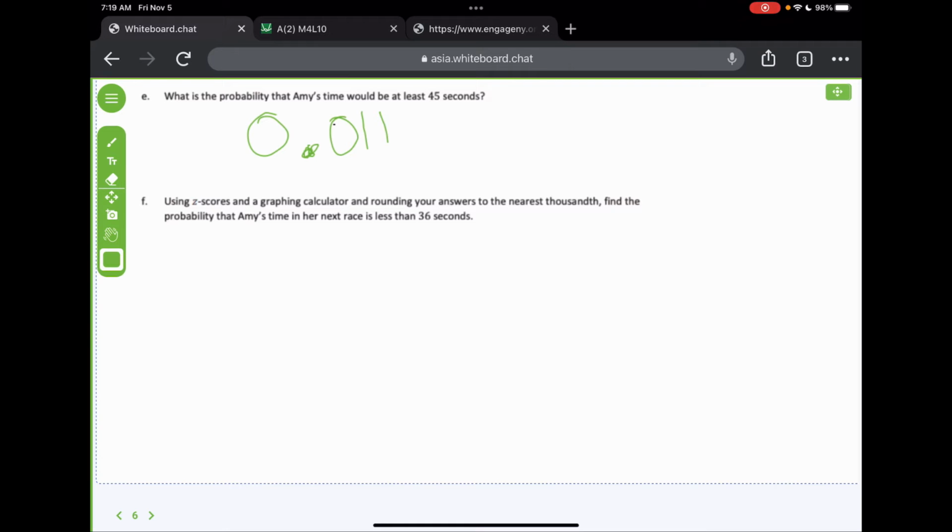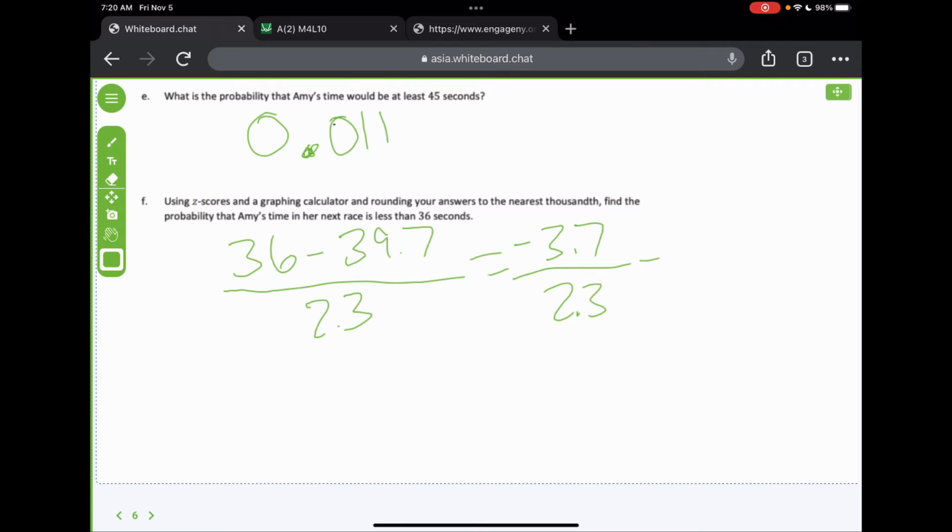F says using z-scores and a graphing calculator and rounding your answer to the nearest thousandths, find the probability that Amy's time in her next race is less than 36 seconds. Well, hopefully you're used to this. We're going to take the value, subtract the mean, divide by the standard deviation. So this is going to be a negative 3.7 over 2.3. That's going to be a negative 1.609. Okay. So that's rounded to the nearest thousandths, and that tells us that it's going to be below the mean, which is good.